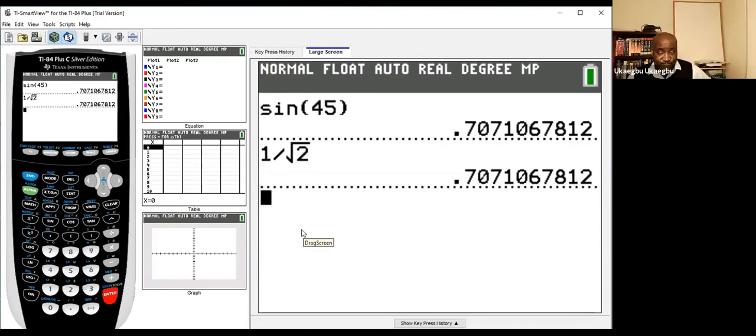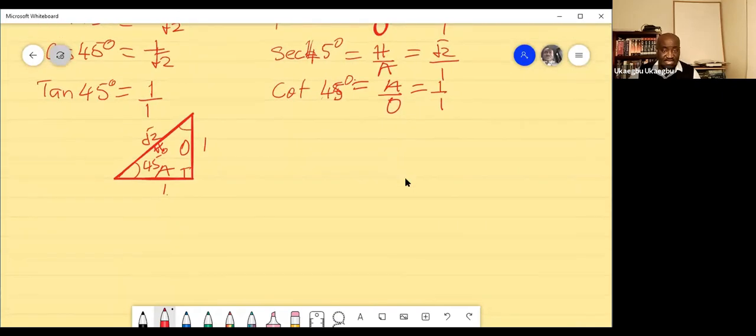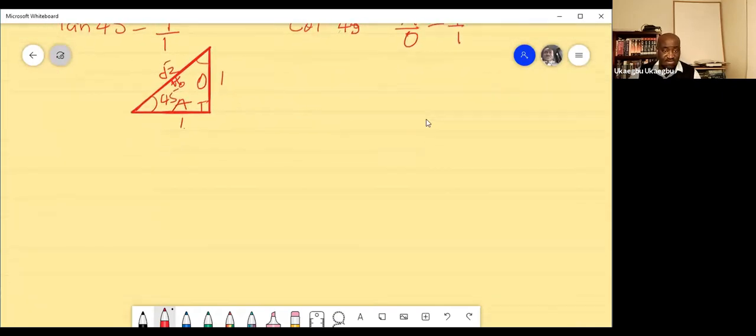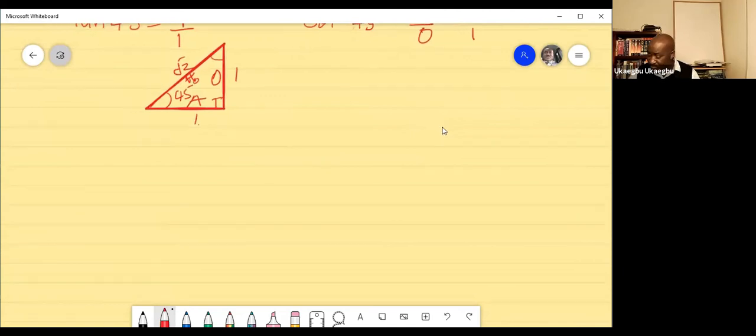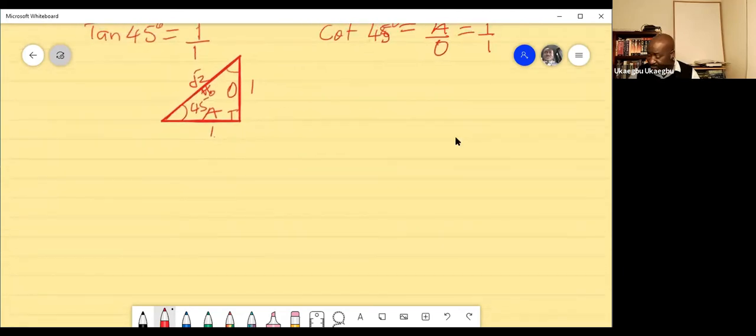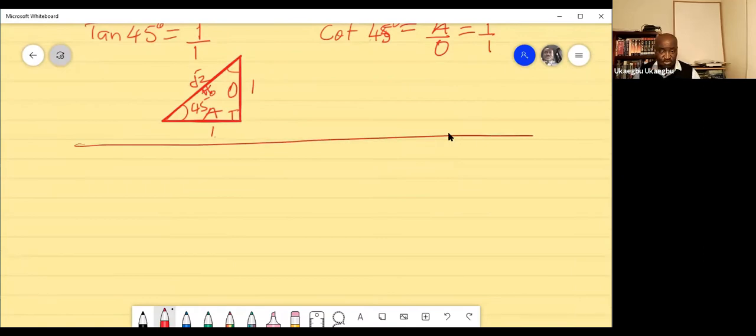So now you can use what I just did right now to verify all those other trigonometric ratios. So now we can move on. Now we have done 45. So now we are going to do a similar thing using the other set of angles, which is 30, 60, 90. Another set of special angles. So first of all, we are trying to deal with the 30 degree, 60 degree, and 90 degree triangle.